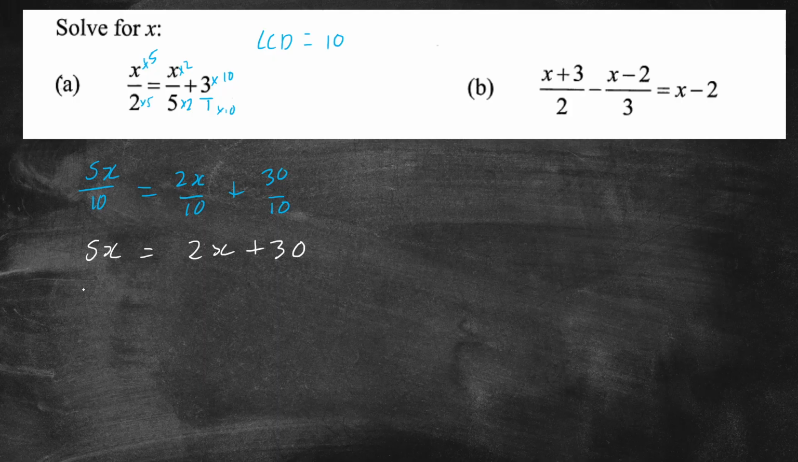So we'll take the 2x to the other side. So we've got 5x minus 2x equals 30. And then we've got 3x equals 30. And then divide both sides by 3. So x is equal to 10.